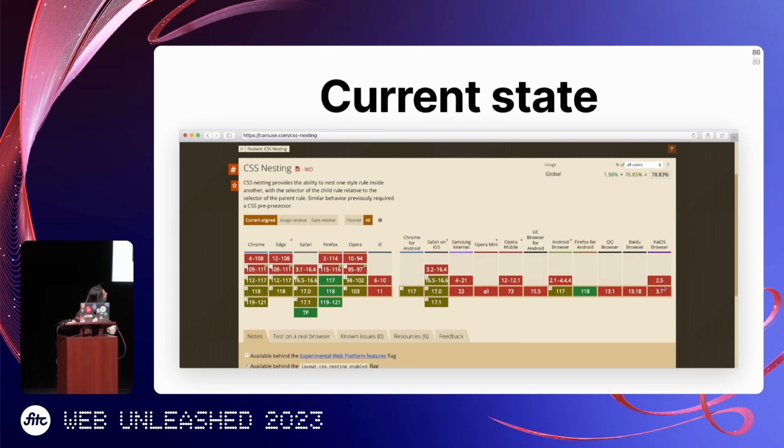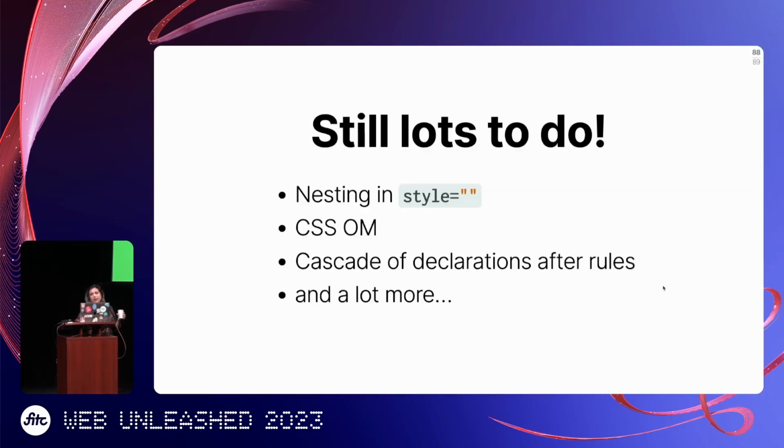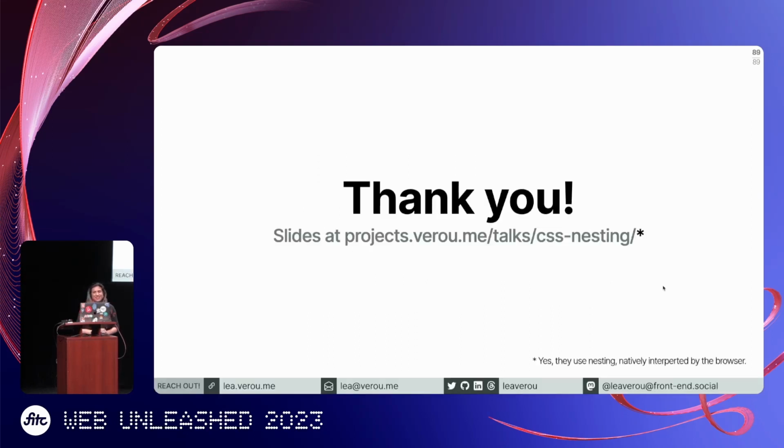And right now, we are already at 78% of browsers supporting option 3 at least. And for the full Holy Grail syntax, it's only 2% right now. It's the green areas, but it's getting there. So okay, surely we're done now, right? Well, there's still lots to do, but we're on a good path finally. That's it. Thank you very much.